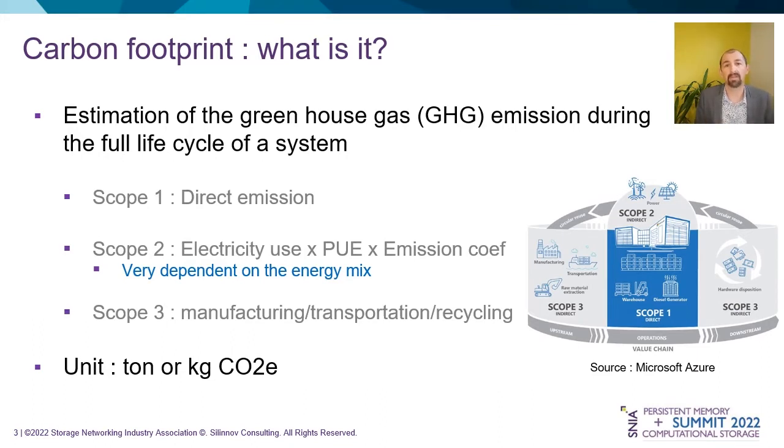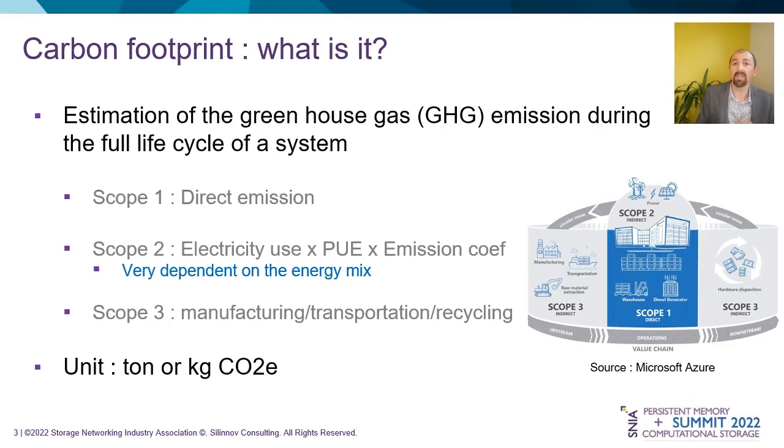You all heard about it, with the ambitious but needed target to become carbon neutral in order to reduce the climate change. The carbon footprint is an estimation of the greenhouse gas emission for a given system during its full life cycle, from the manufacturing to the recycling. An international greenhouse gas protocol split the carbon footprint in different categories, which are called Scope 1, Scope 2, and Scope 3.